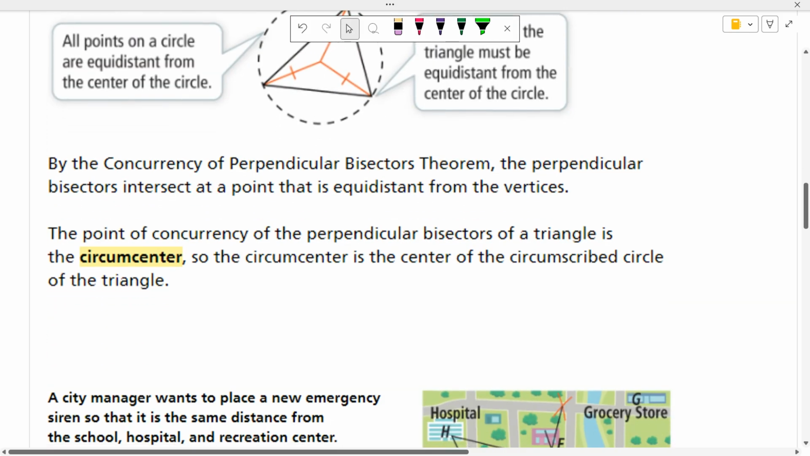So that is called the circumcenter. The point of concurrency of three perpendicular bisectors is the circumcenter. So basically from the word circumcenter, you can tell that the circumcenter is the center of a circumscribed circle. So it's the point of concurrency of three perpendicular bisectors.